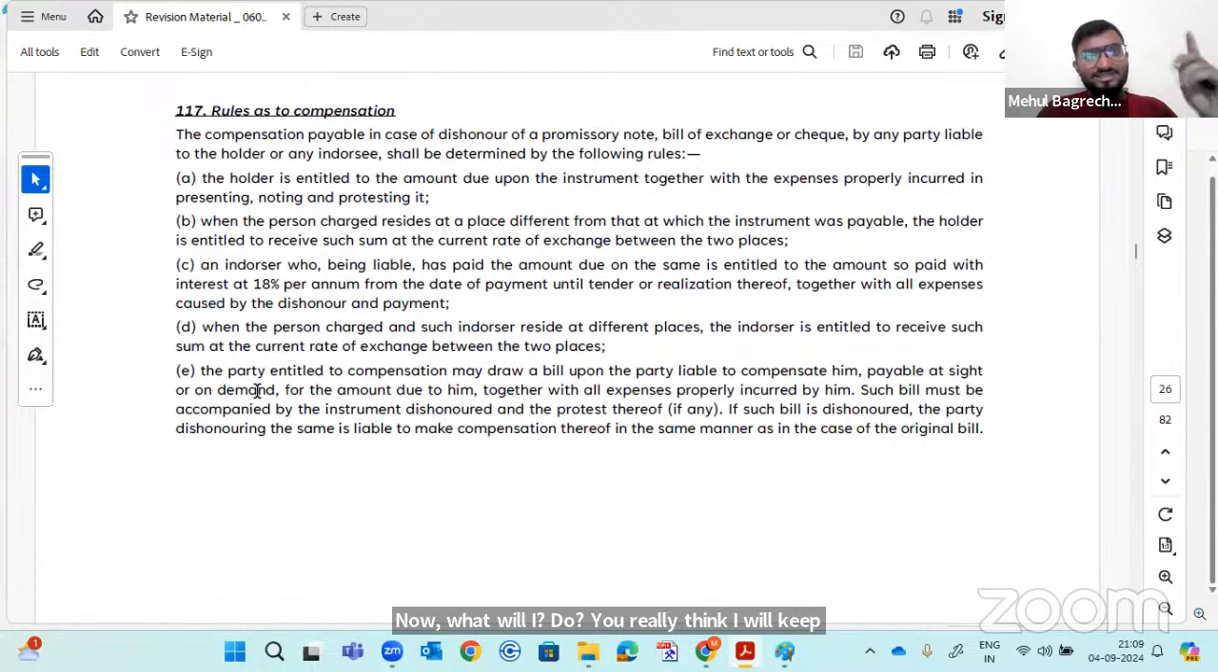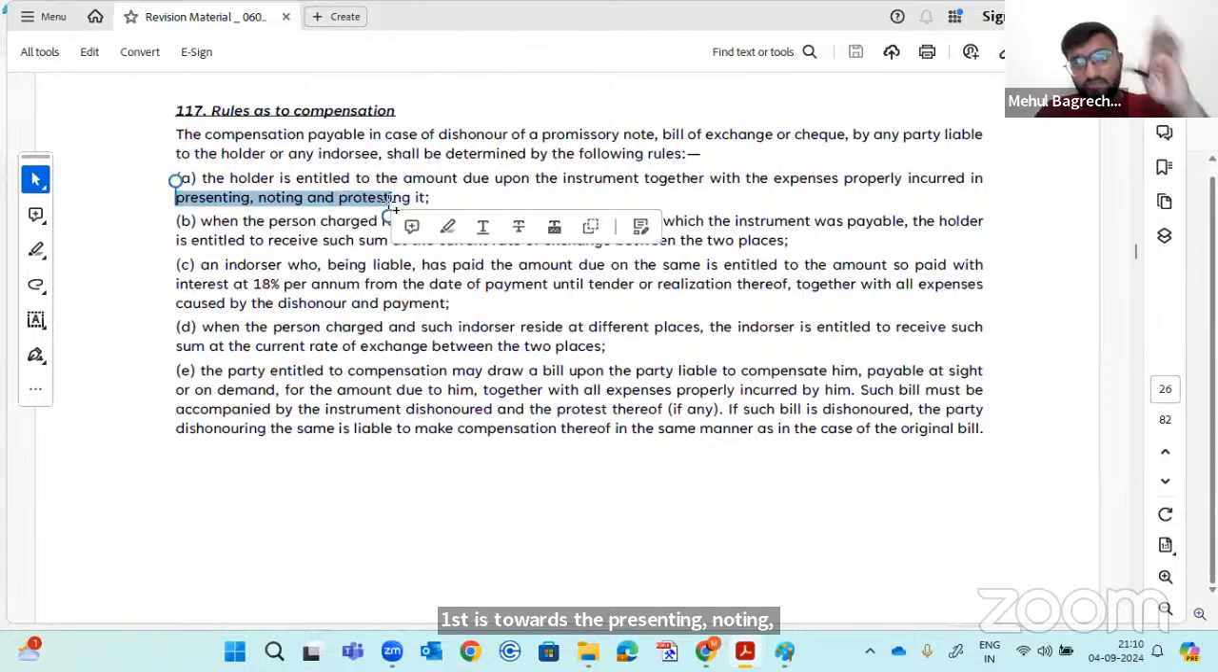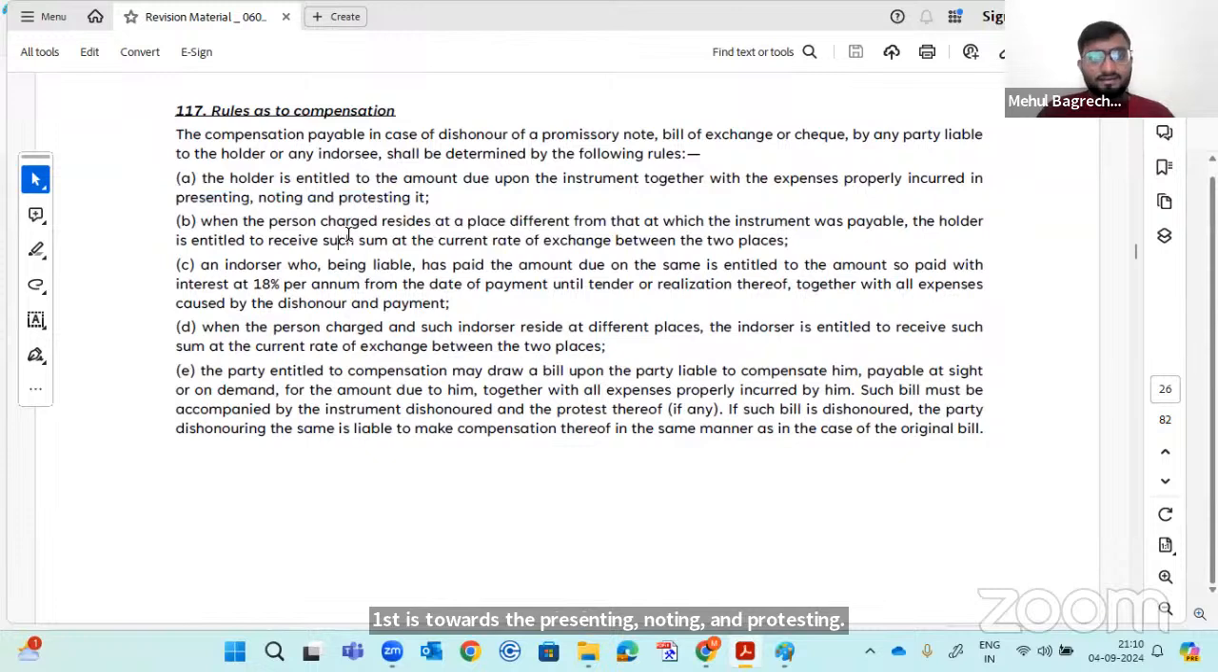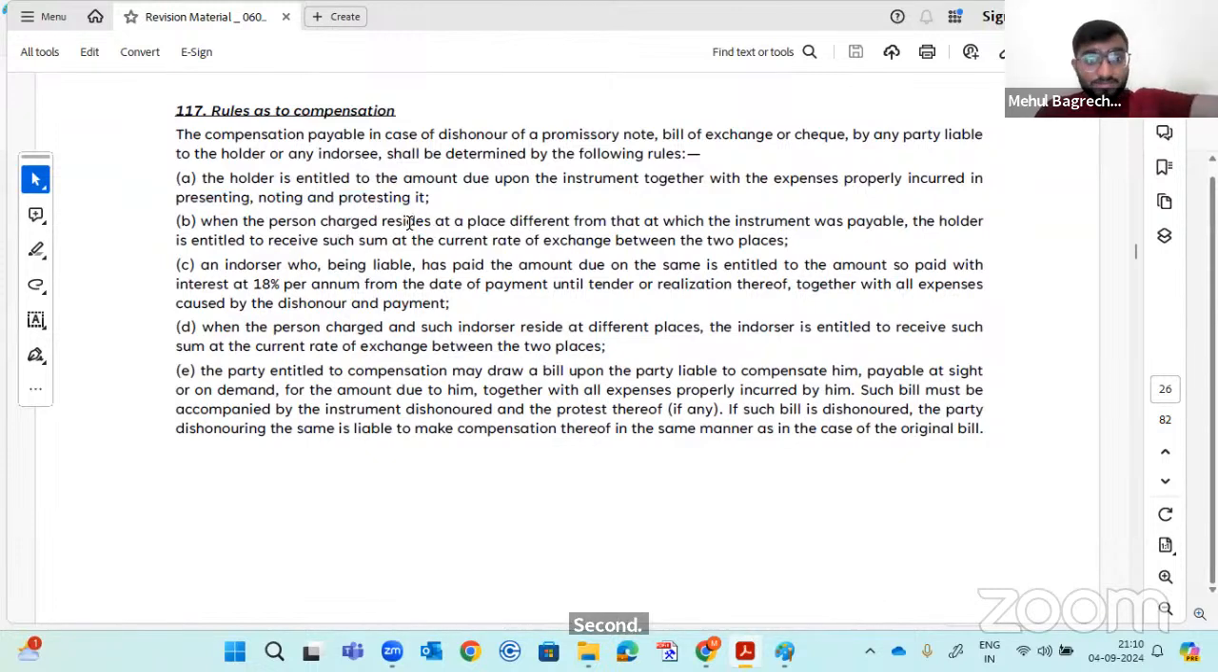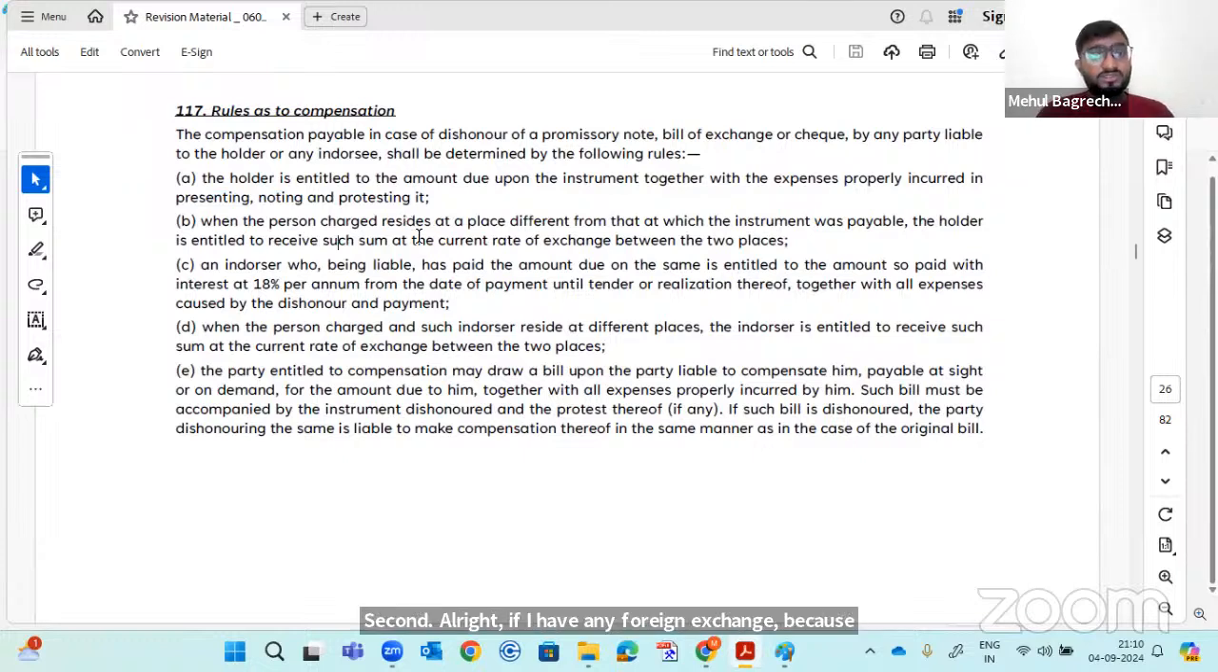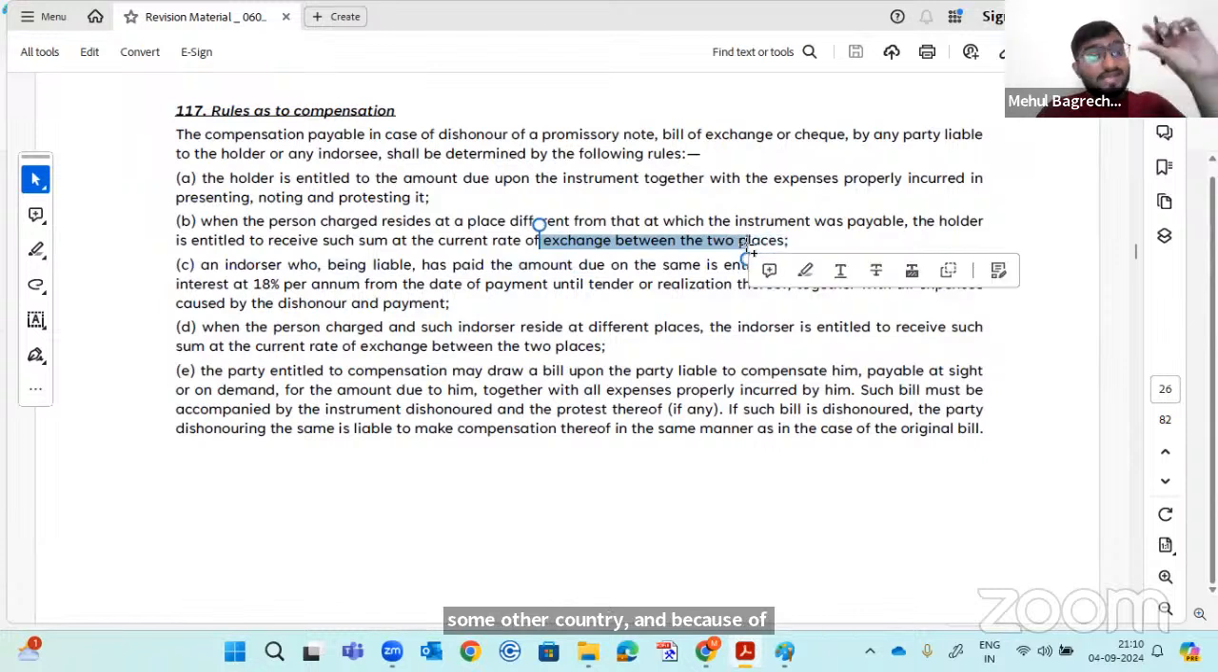No nonsense. Section 117 says, in a scenario of this sort, the holder can recover 3 types of expenses. First is towards the presenting, noting, and protesting. If I have incurred any expenditure, I will recover it from you. Second, if I have any foreign exchange, because you are staying in some other country, I am staying in some other country, and because of that, there is a change in the rate of exchange, then that change in rate of exchange also I will claim from you.